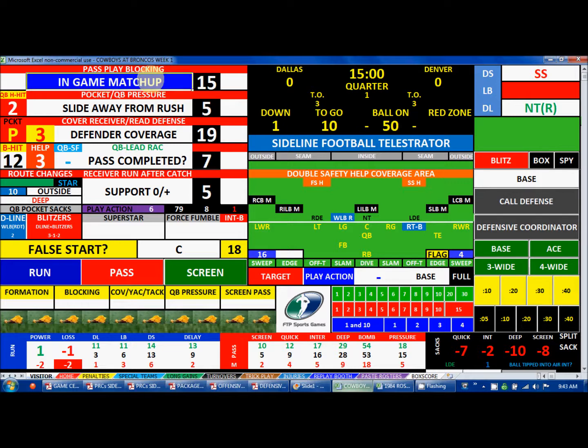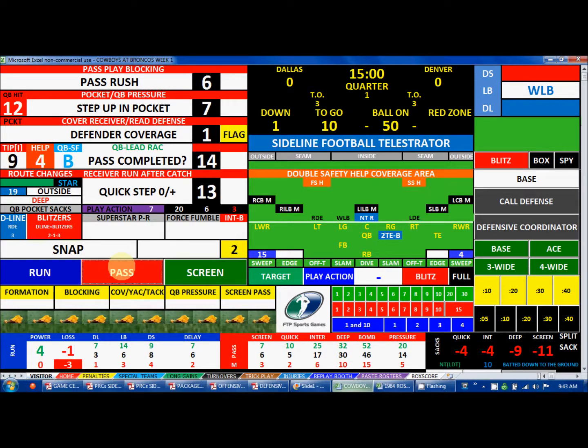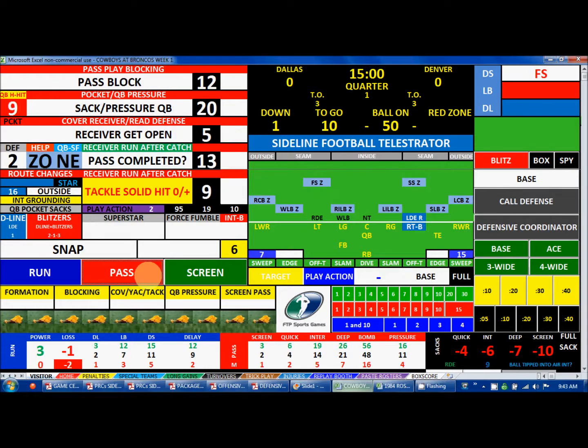So let's say you call a pass play, and we get to a pass block. Let's say the right tackle provides pass blocking. You skip the pressure section, right? You skip the pressure section, and you immediately move down to determine if the receiver is covered, or if the quarterback reads the defense, or if the receiver is able to get open. This calls for the receiver to get open. Let's say we're throwing it to the left wide receiver on an intermediate seam, right?